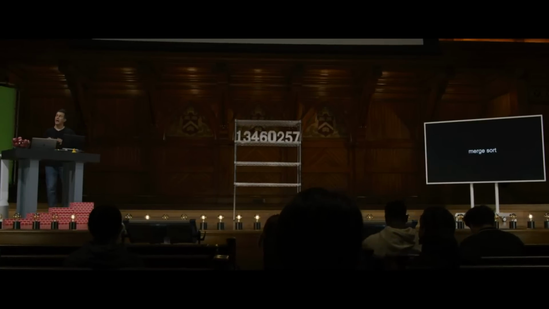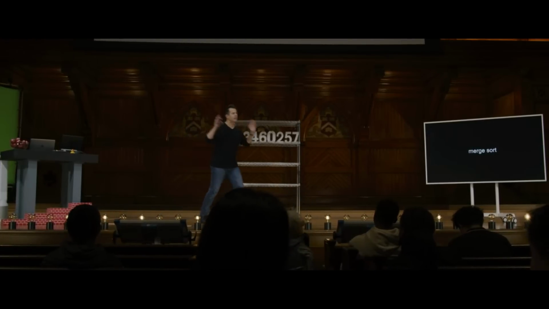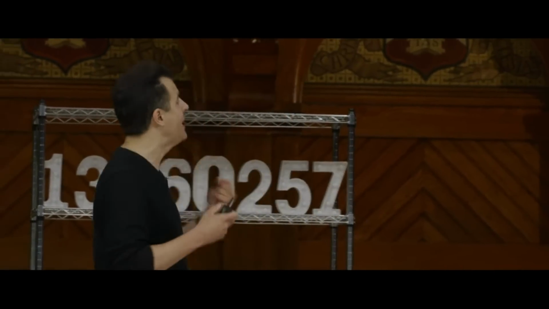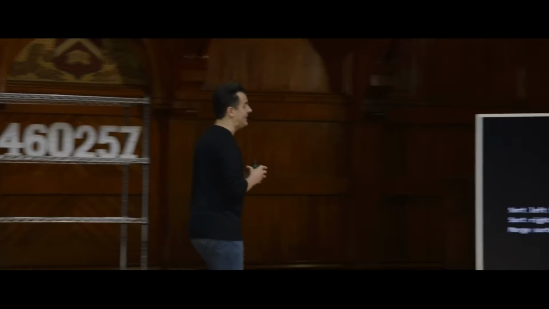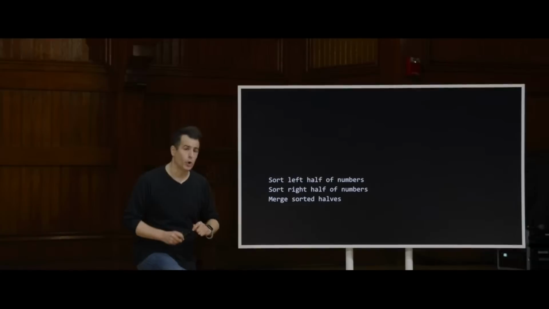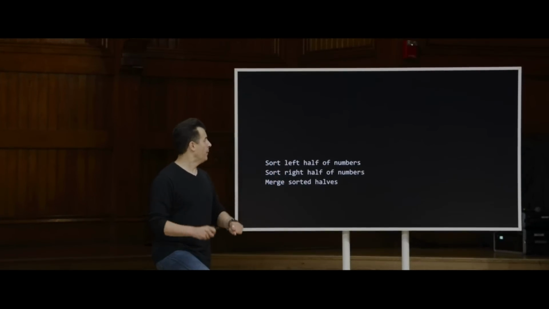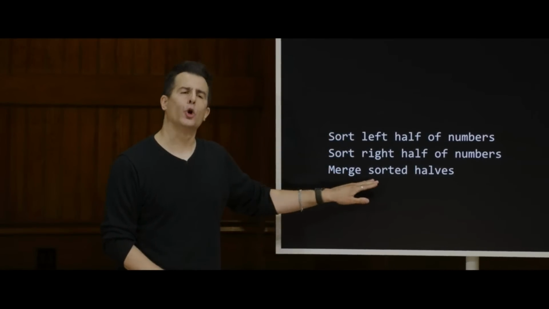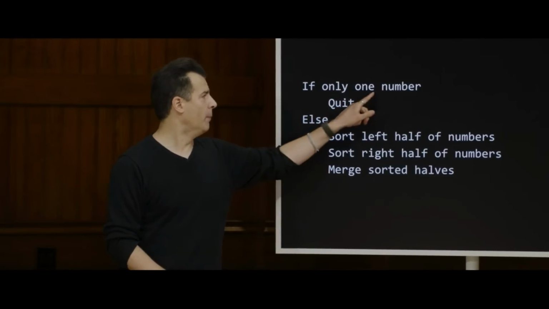And merge sort is an algorithm for sorting n numbers that I claim is going to be better than selection sort and bubble sort. It's got to be better, because that n squared was killing us. We want to get something lower than n squared. So merge sort's pseudocode essentially looks like this. And this is it. Merge sort says if you've got n numbers, or an array of numbers, sort the left half of them, sort the right half of them, and then merge the sorted halves. And we'll see what this means in just a moment. But if there's only one number, just quit.